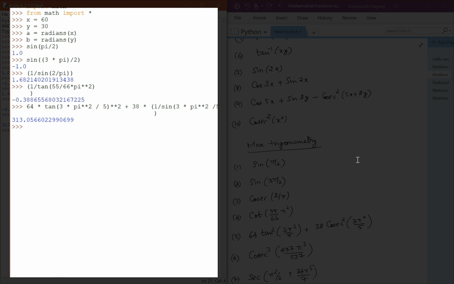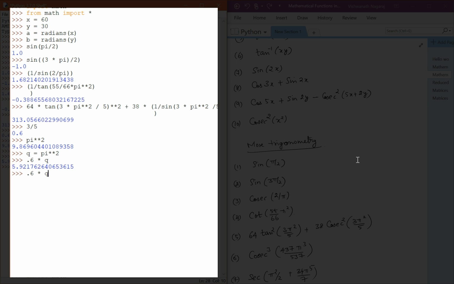Okay, closing bracket. Now, just to make sure that it is coming properly, we can take it step by step. So 3 by 5 is 0.6 pi square, right? Let's store it in q, so q is equal to pi square. Now we say 0.6 times q, so 5.92. Now we have to take the tan of this.